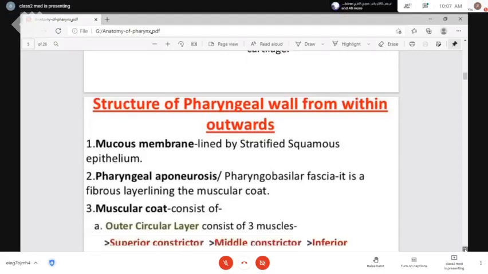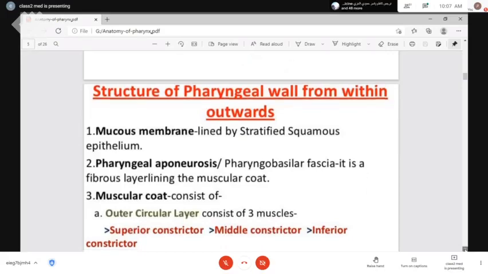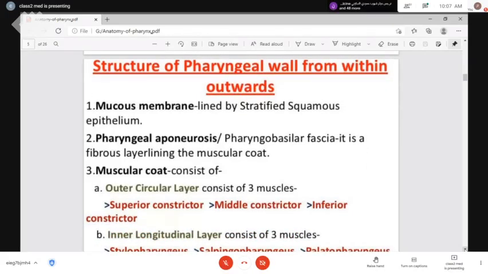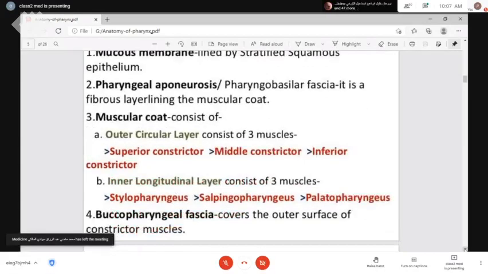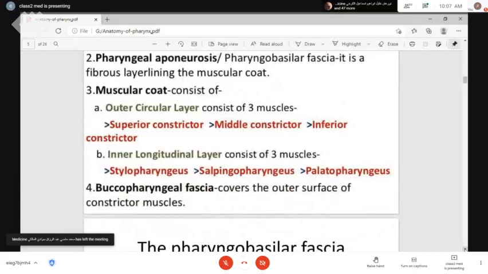And the third, the muscular coat, consists of the outer circular layer, made of three muscles: superior, middle, and inferior constrictor muscles of the pharynx. The inner longitudinal layer also consists of three muscles: stylopharyngeus muscle, salpingopharyngeus muscle, and palatopharyngeus muscle. And the fourth, which is the last, covering the outer surface of the constrictor muscles, is called the buccopharyngeal fascia.